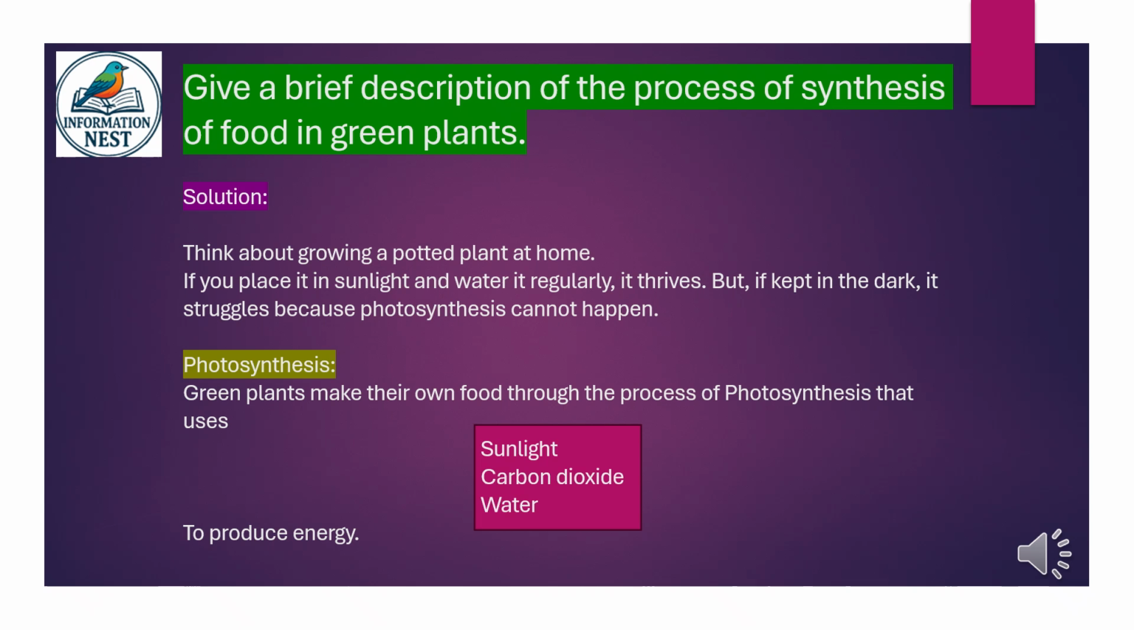So the definition of photosynthesis is: green plants make their own food through the process of photosynthesis. That photosynthesis process requires sunlight, carbon dioxide, and water. And what is the reason for this? The reason is to produce energy.